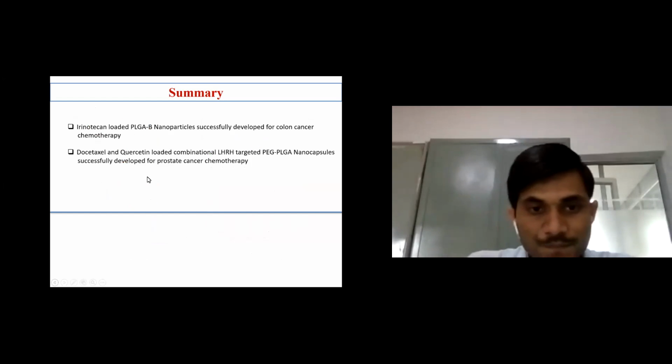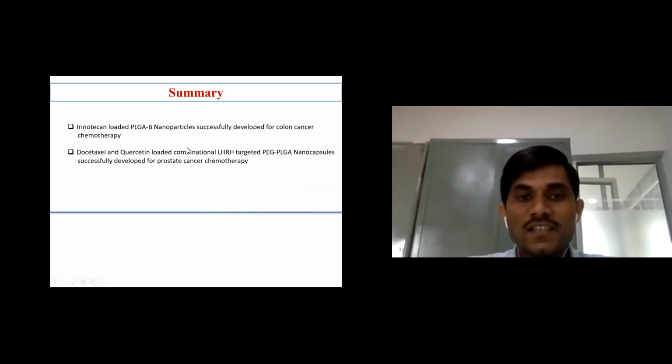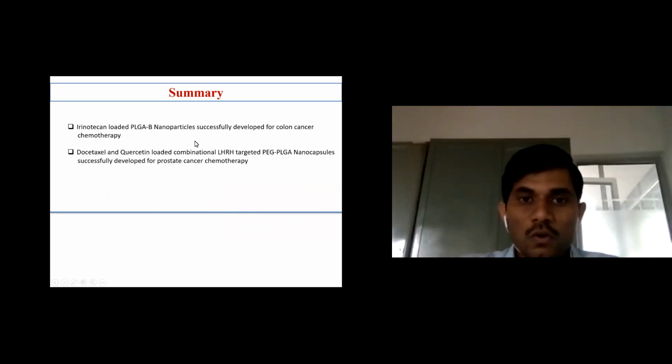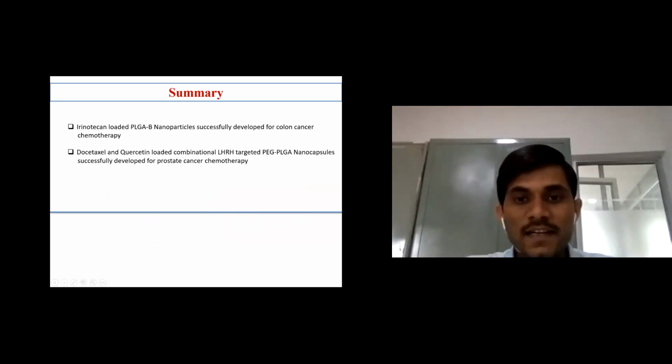In summary, we have synthesized two active targeting ligand nanoparticles. In the first case with a biotin for colon cancer, and in the second case with LHRH targeted nanocapsule for prostate cancer, and characterized as a proof of concept for colon cancer and prostate cancer.